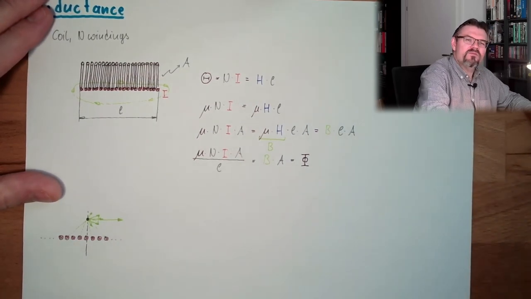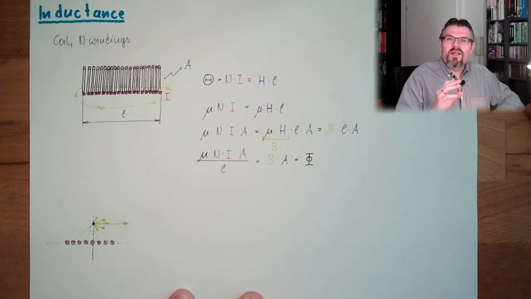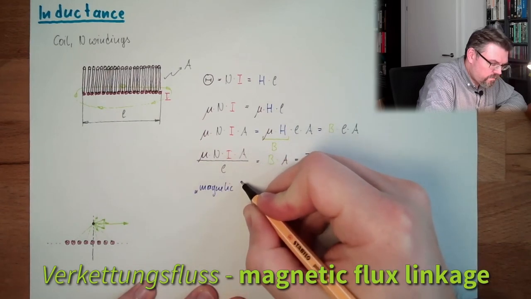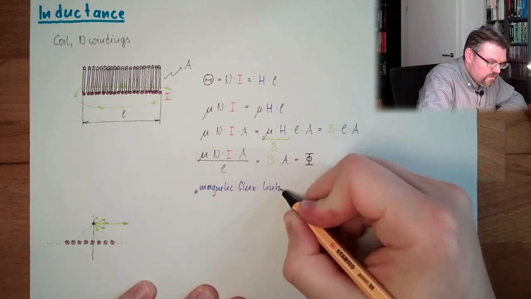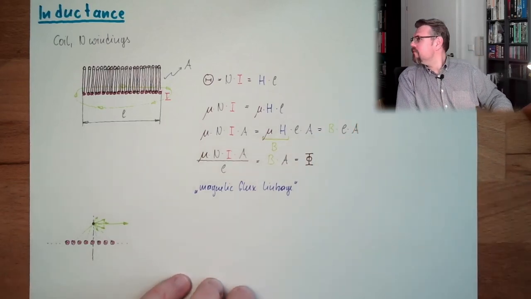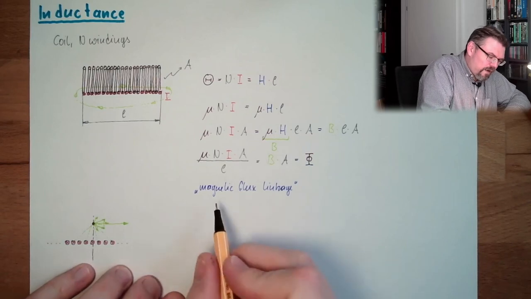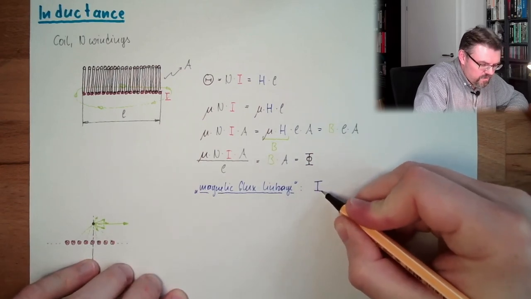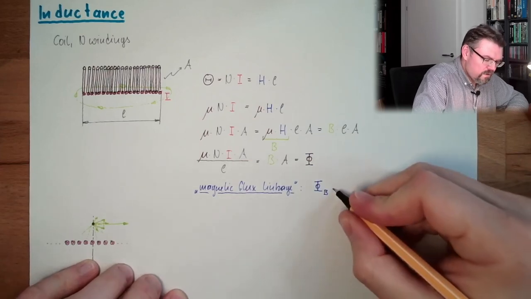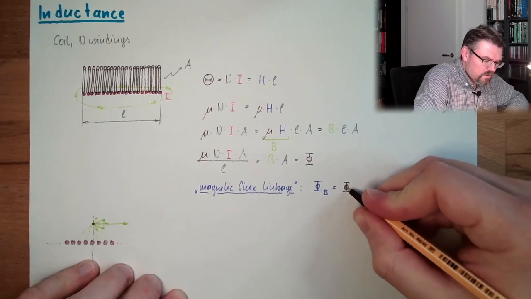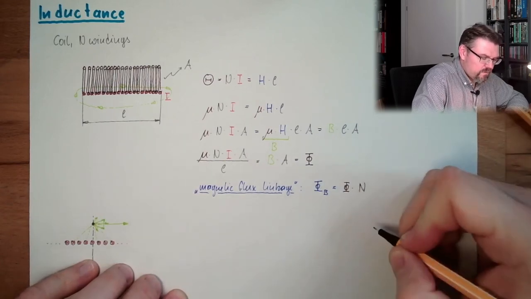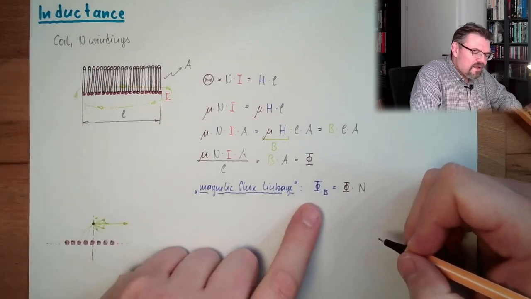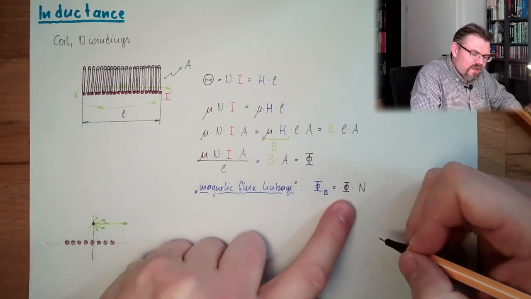Not a big trick. Now we make a definition. We make the magnetic flux linkage. Right, I never heard this word before, but all right. Magnetic flux linkage, and this is phi B, usually, and it's phi multiplied by n. This is because we say the flux is going through every winding. This is the flux linkage. For every winding, the flux is there, and so we multiply it with n.